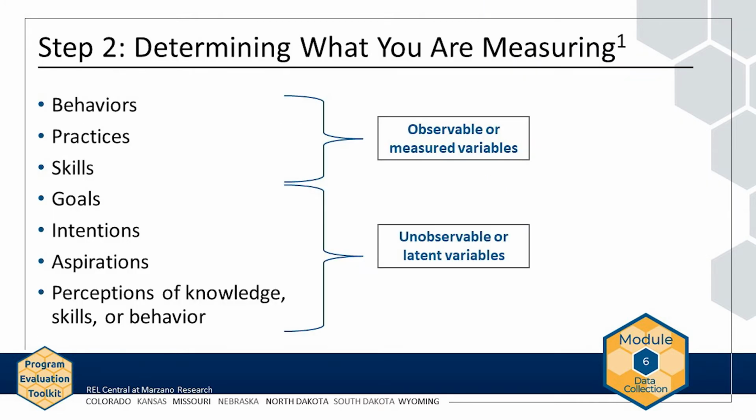Next, determine what you are measuring. There are two kinds of variables you might measure in a survey. Observable or measured variables include behaviors, practices, and skills. Unobservable or latent variables include goals, intentions, aspirations, and perceptions of knowledge, skills, or behavior. What you are measuring informs the type of survey questions you will ask, as well as the response options associated with those questions.